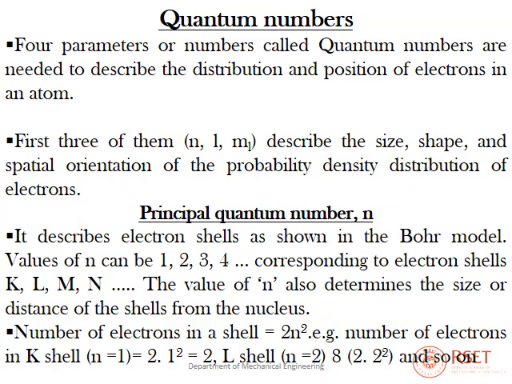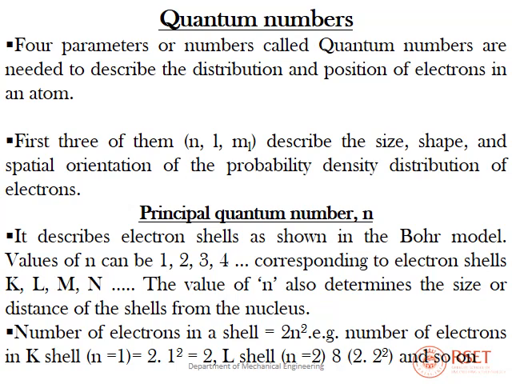Then quantum numbers. Four parameters, called quantum numbers, are needed to describe the distribution and position of electrons in an atom. The first three of them, n, l, m, describe the size, shape, and spatial orientation of the probability density distribution of electrons. The principal quantum number n describes electron shells.